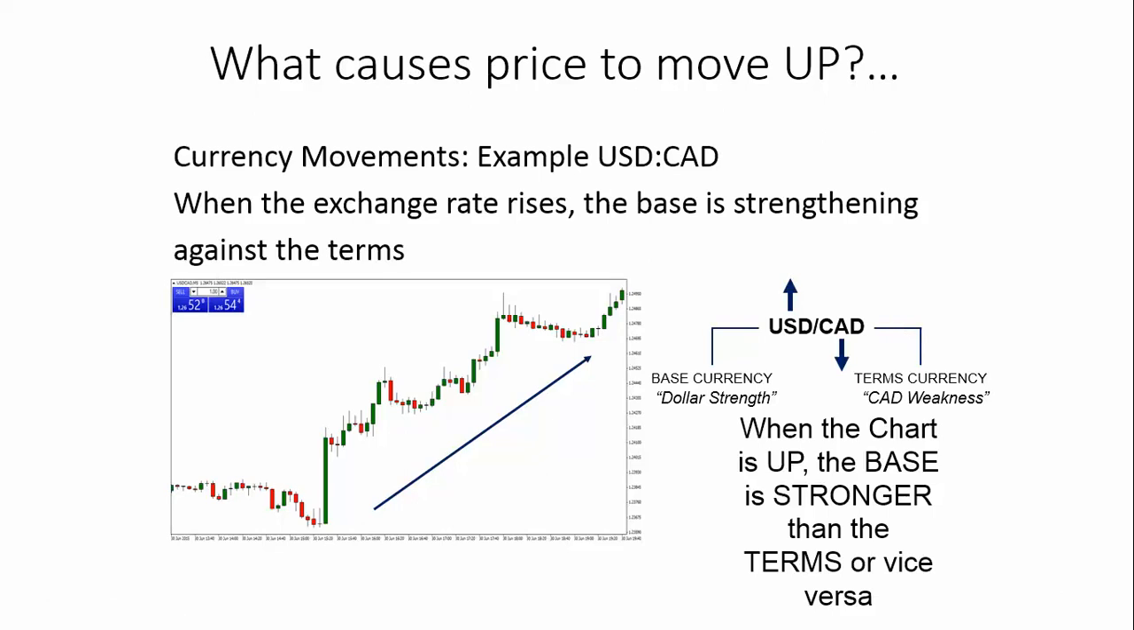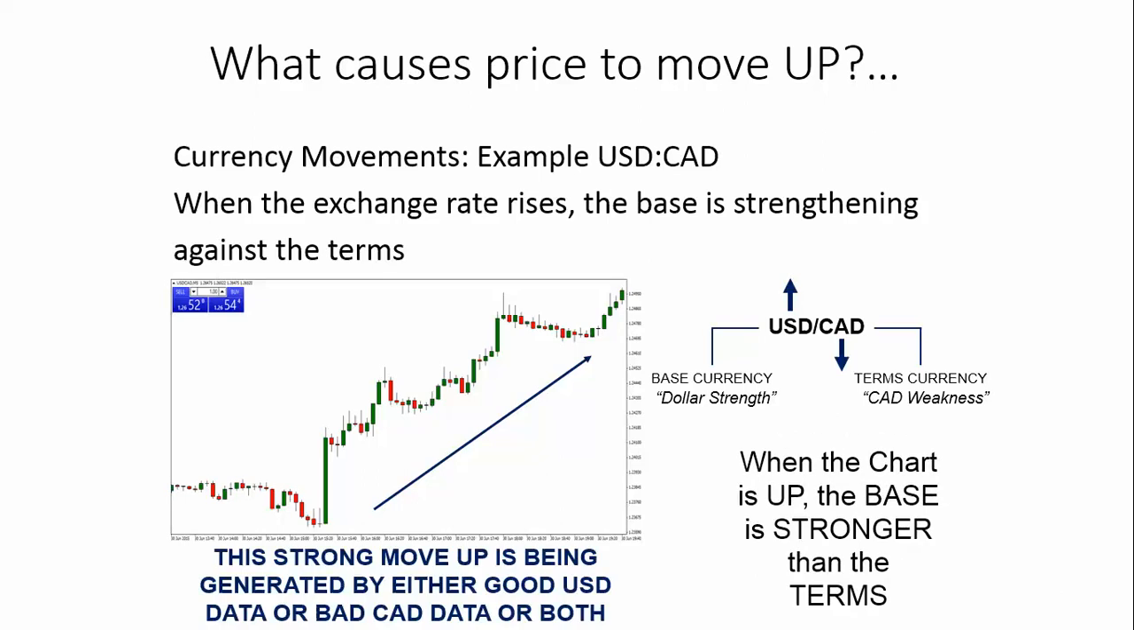So we need to find reasons as to why the dollar should be strengthening or the Canadian dollar should be weakening, i.e. news. So news comes out, which is good for the US dollar, would mean that this would start heading up, or we get bad data out of Canada and we also get the same momentum. As it says here, the strong move up is being generated by either good dollar data or bad CAD data. Or, on some occasions, you get both at the same time. So you get good US data and bad CAD data, which only means one thing: dollar strength, Canadian weakness, dollar CAD to rise. That's where we would look to buy.